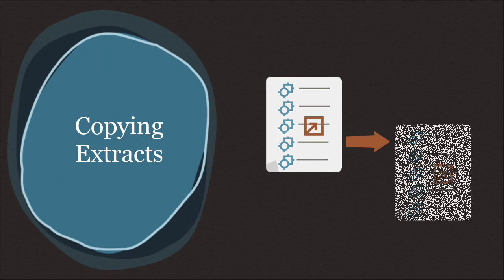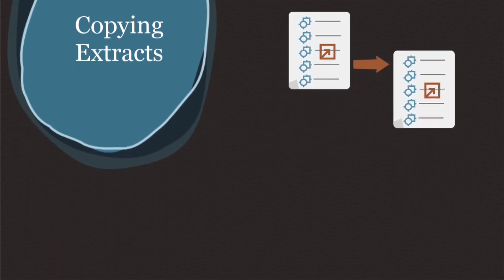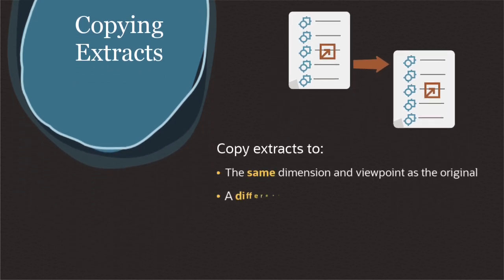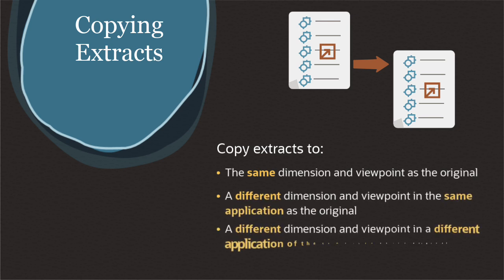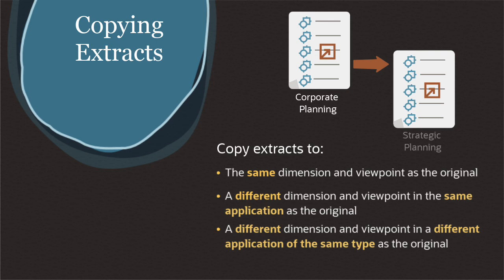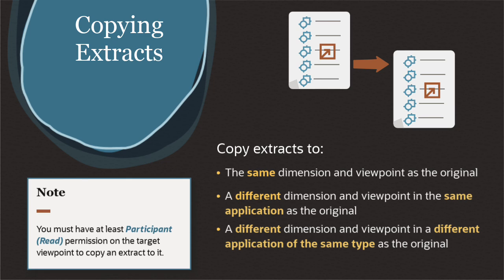Copying extracts. You can copy extracts to the same dimension and viewpoint as the original, a different dimension and viewpoint in the same application as the original, and a different dimension and viewpoint in a different application of the same type as the original. For example, you can copy an extract in a planning application only to other planning applications. You must have at least participant read permission on the target viewpoint to copy an extract to it.